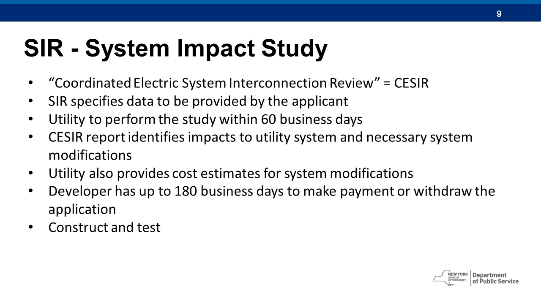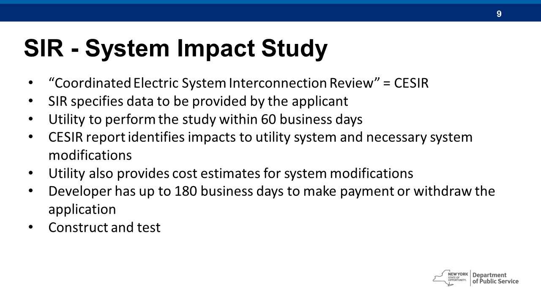So when you get to this stage, the SIR tells you exactly what data you have to provide to the utility. The utility has a fixed 60 business day time frame in which to turn around the study. There is a possibility of an 80-day time frame, but the default is a 60 business day period. And what you get back with the CESIR report are the identified impacts to the utility system and the system modifications that the utility has determined are necessary to accomplish the interconnection. You will also receive from your utility the cost estimates for those system modifications.